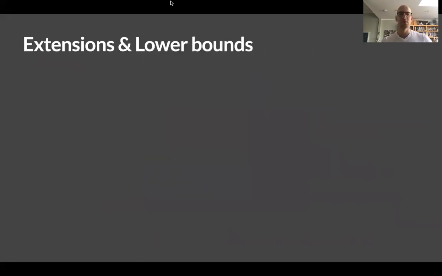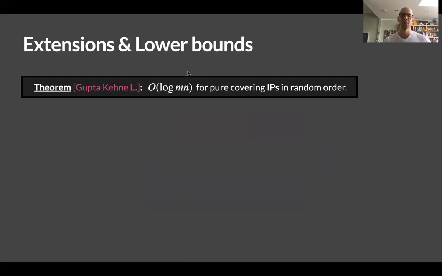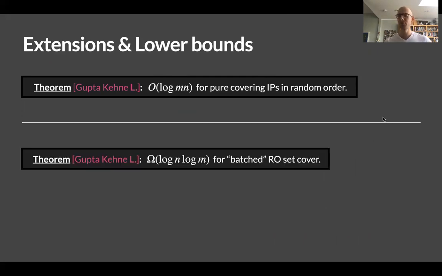Let me mention a few extensions and lower bounds. As I said at the start of the talk, we really show this for a much more general problem: pure covering IPs in random order with general costs. And we show a few interesting lower bounds. You can wonder how much the random order is truly necessary. What we show is that for a batch version of the online set cover problem, random order online set cover, where in every round, instead of getting a single element, we get a batch of elements, where the batches are adversarially chosen but the order of the batches is uniform random, you can't hope to beat this double log. So this version is truly harder.